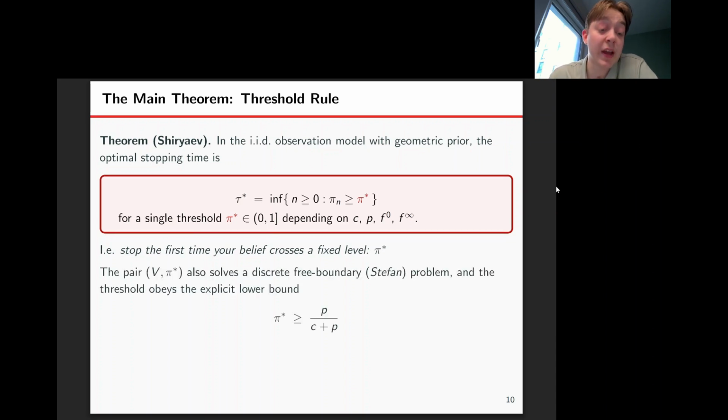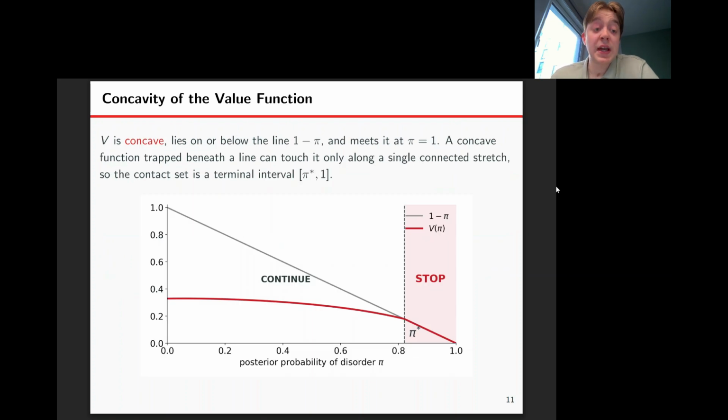The theorem also says that the pair of the value function and the threshold pi star also solves a discrete free boundary problem, also known as a Stefan problem. This allows us to use an iterative method to find what pi star is. The theorem also tells us that we have an explicit lower bound on pi star, which is that pi star is greater than or equal to p over c plus p. We notice that our value function v is concave and lies on or below the line 1 minus pi and meets it at pi equals 1.